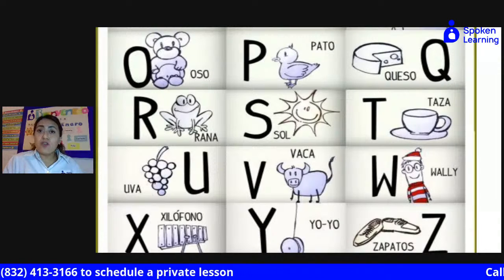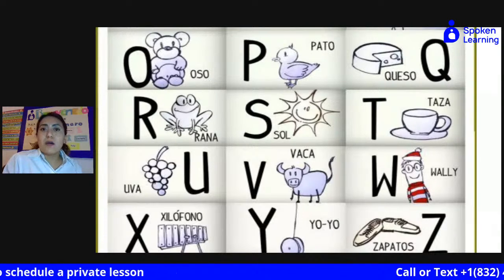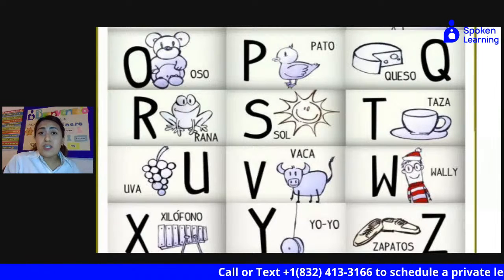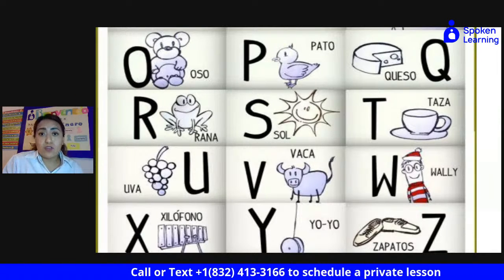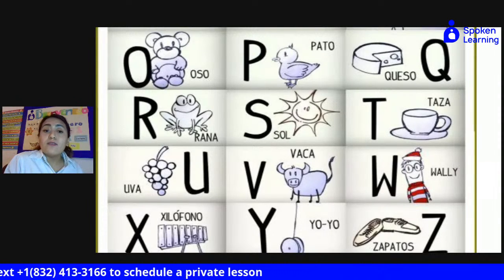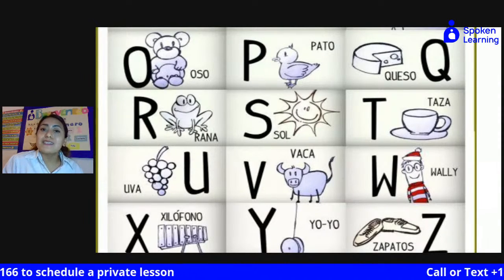Also, if you are reading some of the words, as I told you, in our indigenous language, it could be xilófono with sh. But the correct way in this word is xylophone.